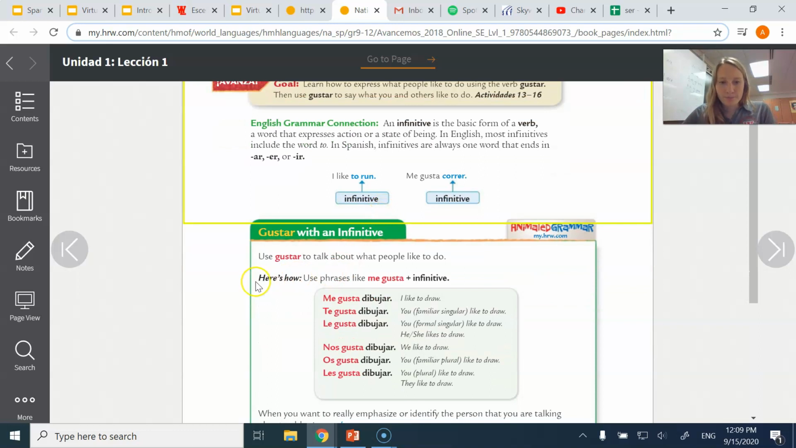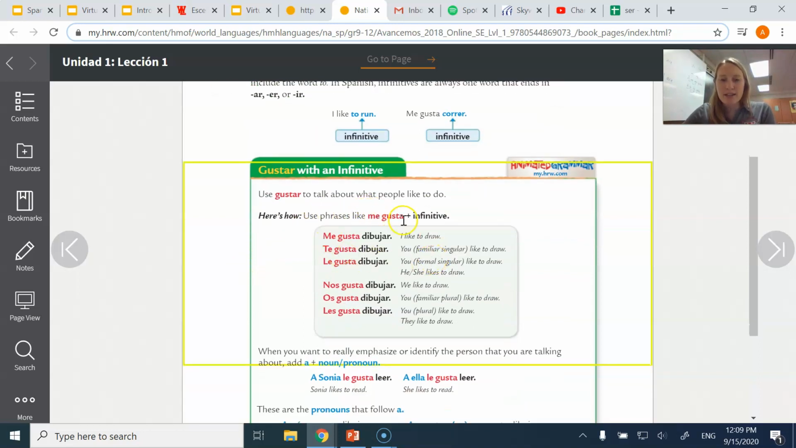And that's when we're talking about actions we like to do. We'll learn more about saying nouns we like in the future. So for example, use gustar to talk about what people like to do. Use phrases like me gusta plus your infinitive. So for example, me gusta dibujar.